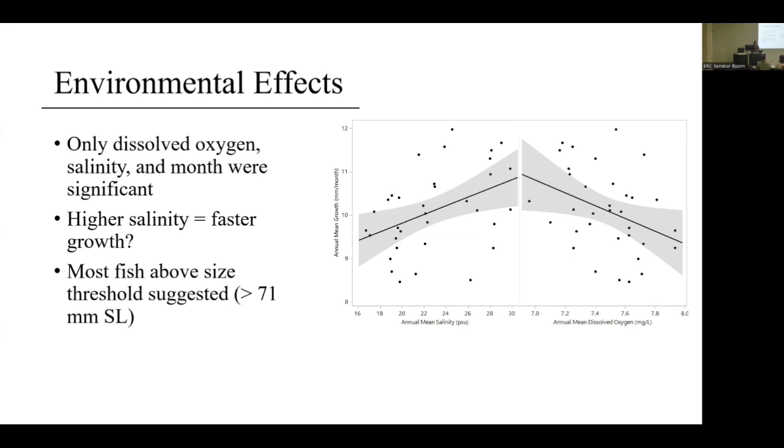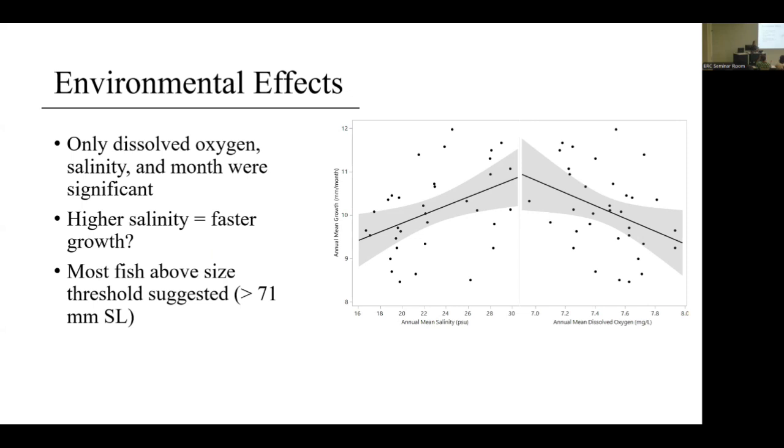However, with salinity, we do see a distinct gradient moving from north to south, coinciding with the gradient of increased growth. That suggests that higher salinity may actually equate to faster growth, which is surprising considering the amount of previous literature looking at larval and early juvenile Atlantic croaker growth actually being inhibited when exposed to these higher salinities.